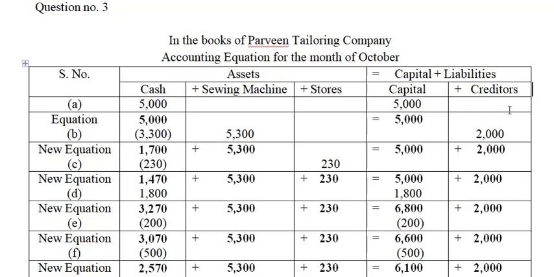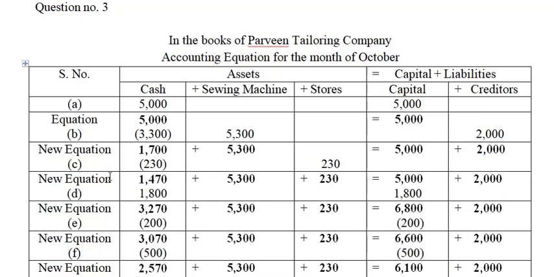Previously it was 0 out here. Here it is 0, and in the new equation also it was 0. No need to write for 0. So after that it will be 2,000 because the creditors are being created for the first time.